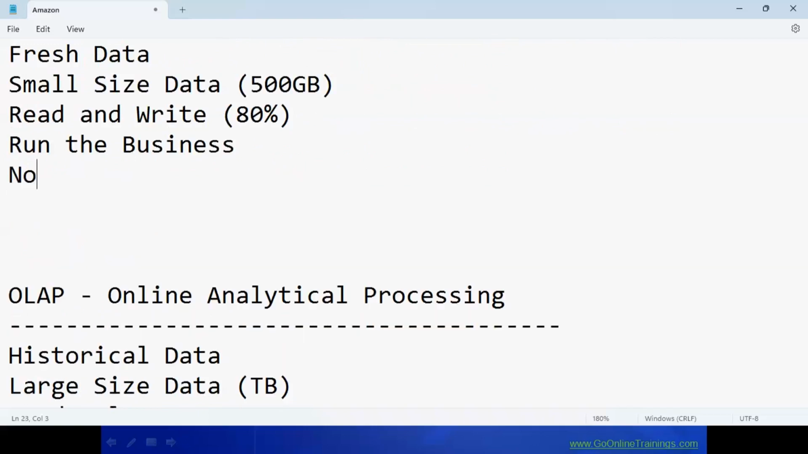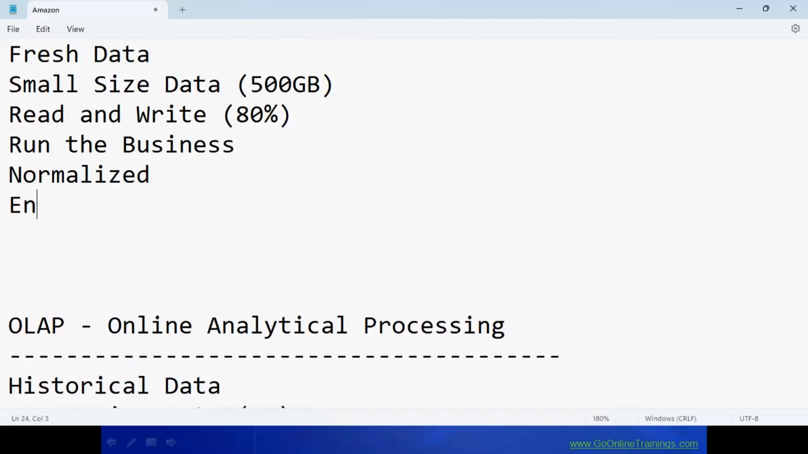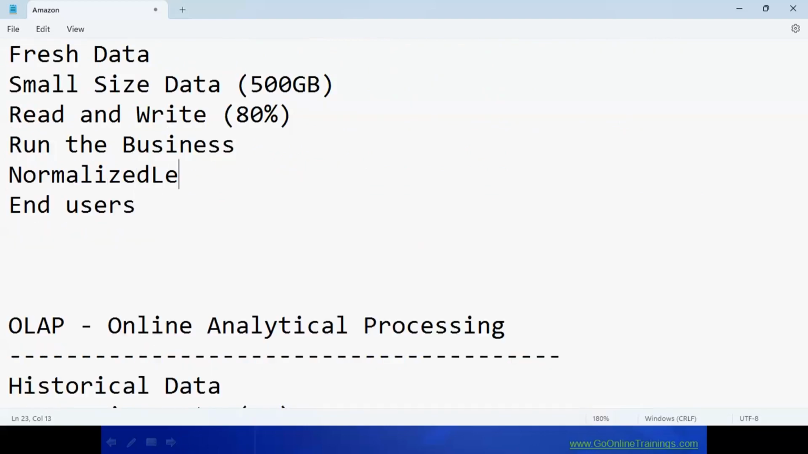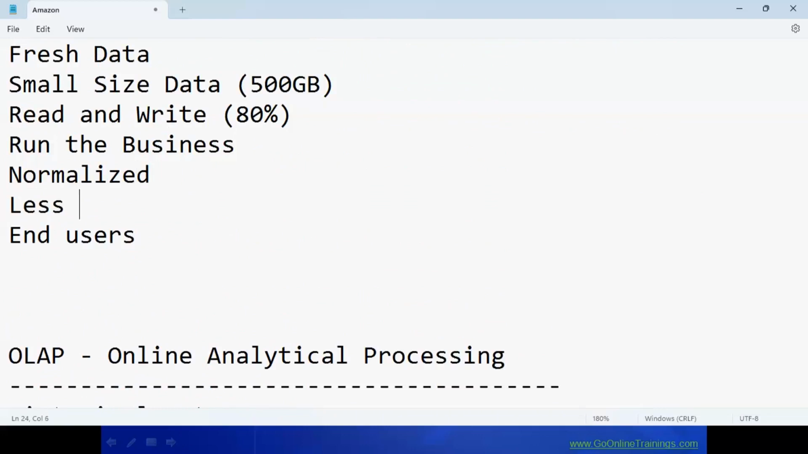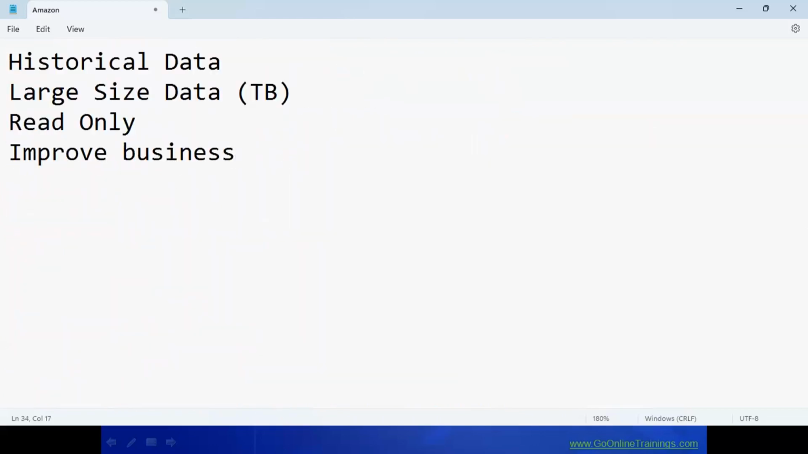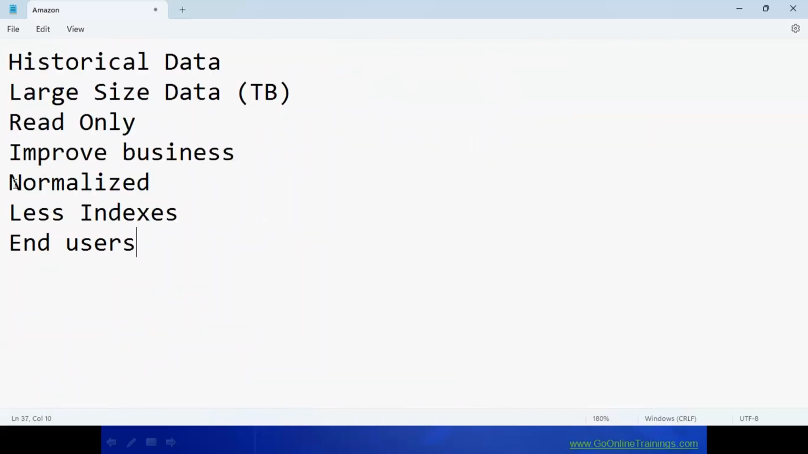There are a lot of points which you don't understand now, but you can normalize data. End users are going to be connected, and there will be fewer indexes. You don't understand these two points. But who is going to be using OLTP? End users. You and me are end users, right? So this is denormalized data. You don't understand this point also.